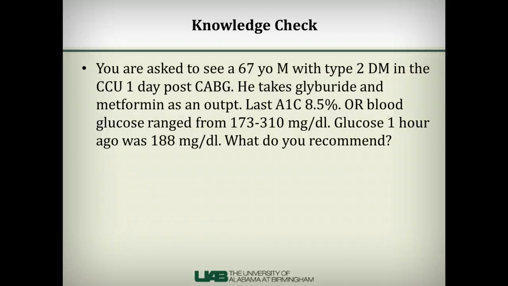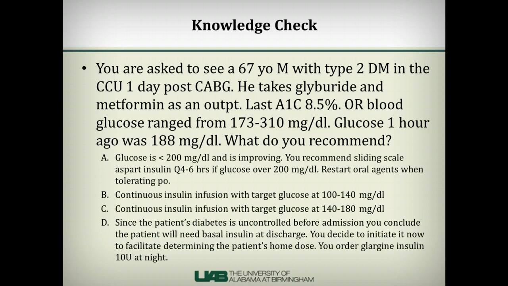So let's see how much you remember from this. You're asked to see a 67-year-old gentleman with type 2 diabetes in the CCU, and he's 1 day post coronary artery bypass grafting. As an outpatient, he was taking glyburide and metformin at maximal doses. His last A1C, which was about a week before surgery, was 8.5%. In the operating room, his blood glucose was very variable, running 173 to 310 milligrams per deciliter. Glucose 1 hour prior to you seeing him was 188 milligrams per deciliter. So what do you recommend?